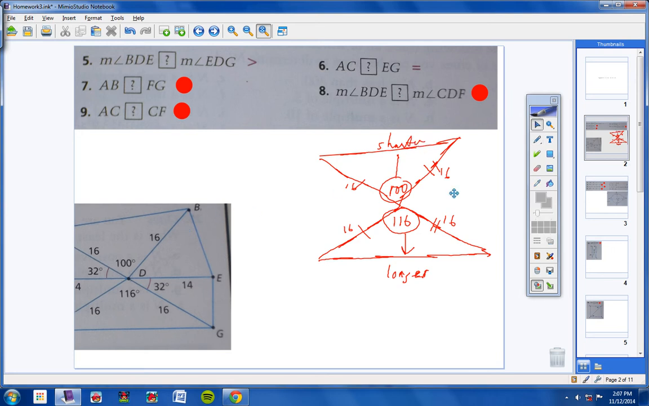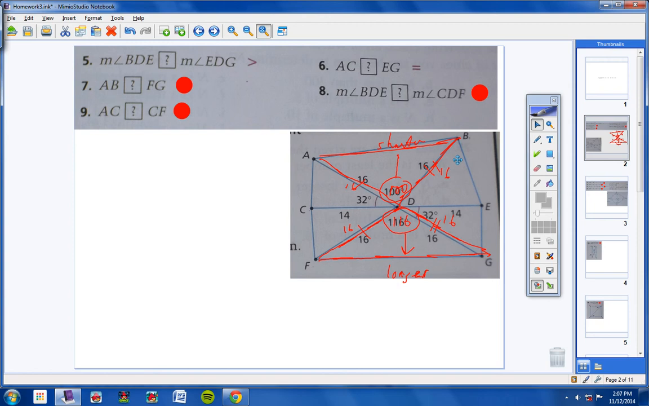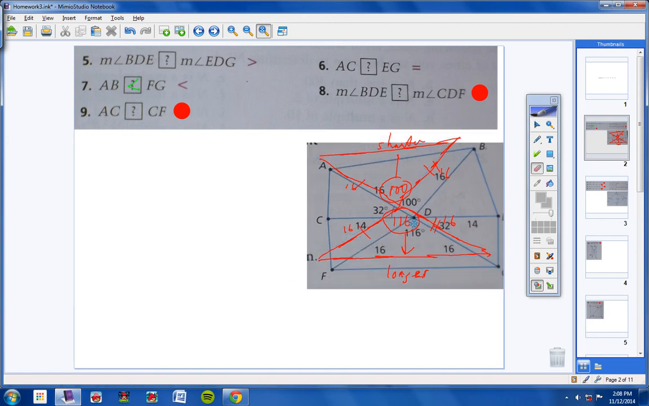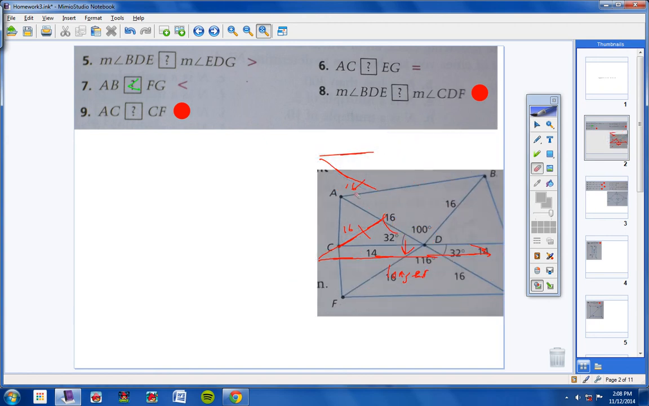Now, so the FG is longer. So FG would be, get the green pen here, larger. So it would look like this. And that is the correct answer. Okay, moving on to number 8.